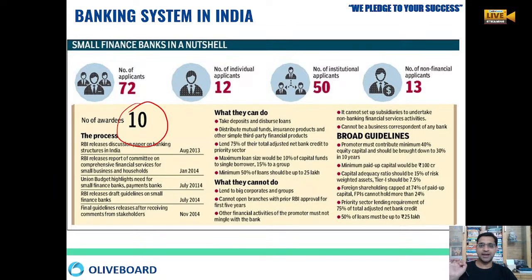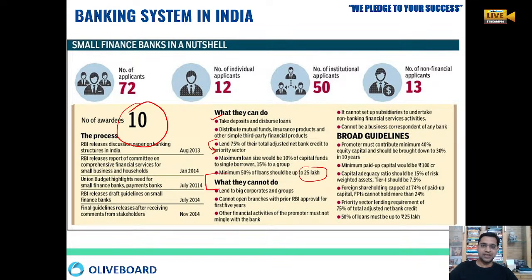These small finance banks can take deposits and distribute loans. They can distribute mutual funds. They can distribute insurance products, right? 75% of whatever lending they do has to be done in the priority sector. And the maximum loan size would be 10% of the capital fund to a single borrower and 15% to a group. So there is a cap on that. And a minimum of 50% of the loan should be up to 25 lakhs.